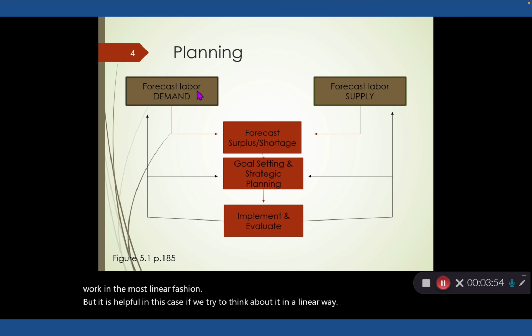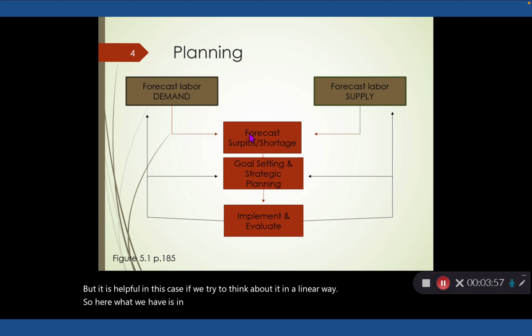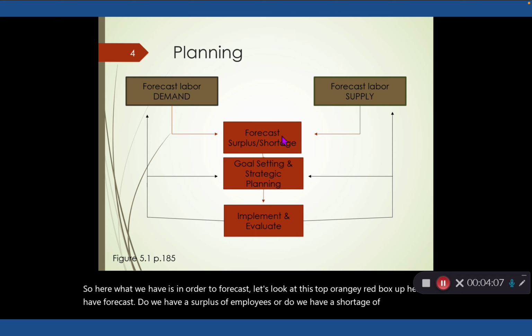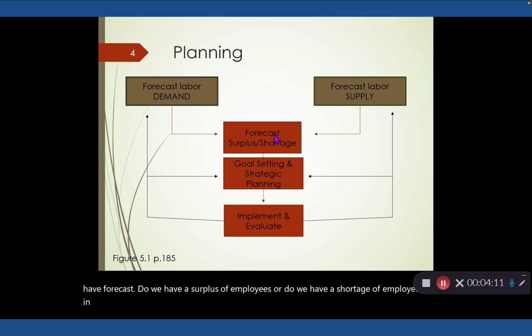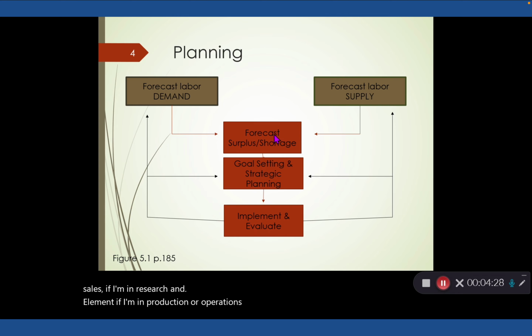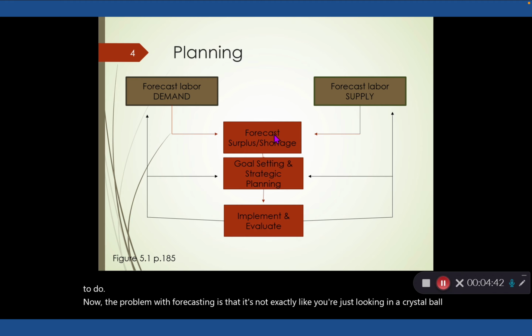So here, in order to forecast, let's look at this top orangish red box. We forecast: do we have a surplus of employees or do we have a shortage of employees? Forecasting is a fairly common activity that any manager has to do. If I'm in marketing, sales, research and development, production or operations, forecasting is a fairly common activity we have to do. The problem with forecasting is that it's not exactly like you're looking in a crystal ball and guessing what is happening.